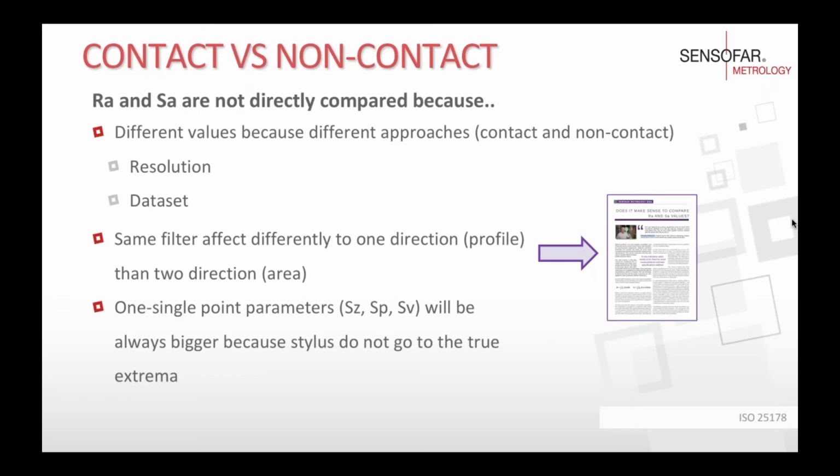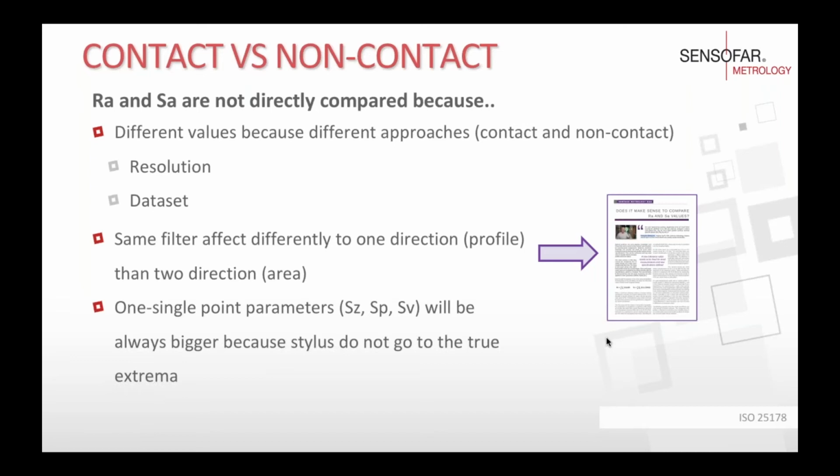The resolution of the two pieces of equipment and the data sets that we are going to obtain, a profile and an area, are completely different. Also, applying the same Gaussian filter with the same cutoff is going to affect one direction differently than two directions. And that is something that we treat in this article. So if you want to understand that statement better, I would suggest you check it out.